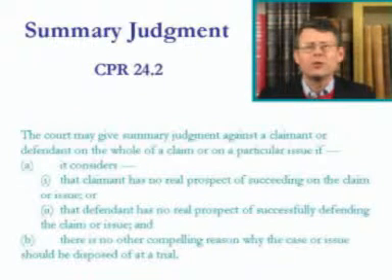CPR 24.2 sets out the grounds for summary judgment, and it reads as follows. The court may give summary judgment against a claimant or a defendant on the whole of a claim or on a particular issue if it considers that: A. 1. the claimant has no real prospect of succeeding on the claim or issue, or 2. that the defendant has no real prospect of successfully defending the claim or issue, and B. there is no other compelling reason why the case or issue should be disposed of at a trial.